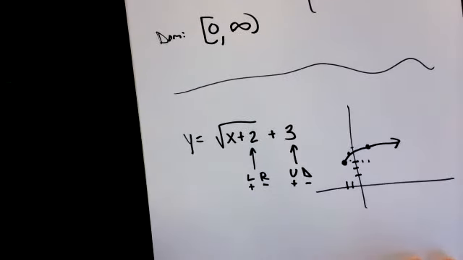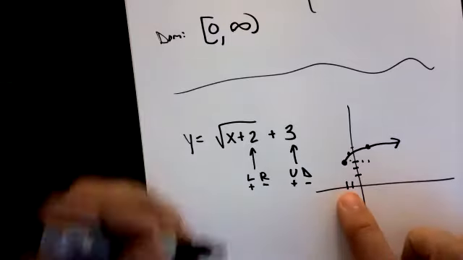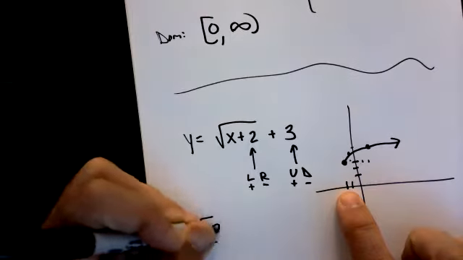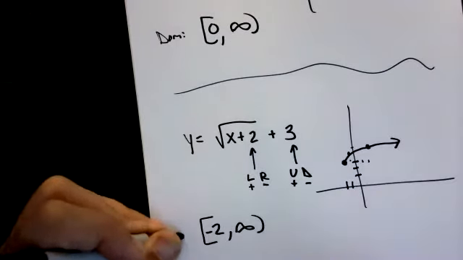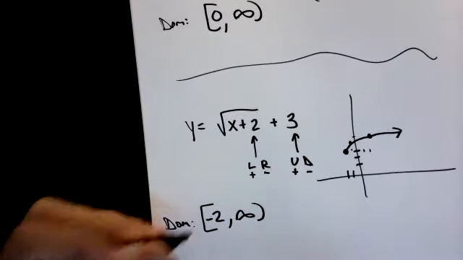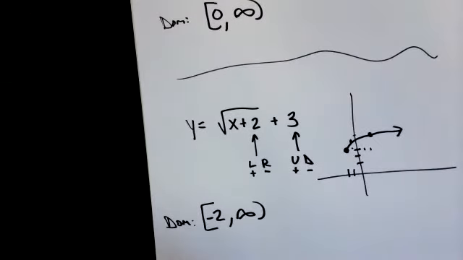So again, if they asked me for the domain of this function, we never go left of -2. We go forever right. So my domain would be from -2 to infinity.